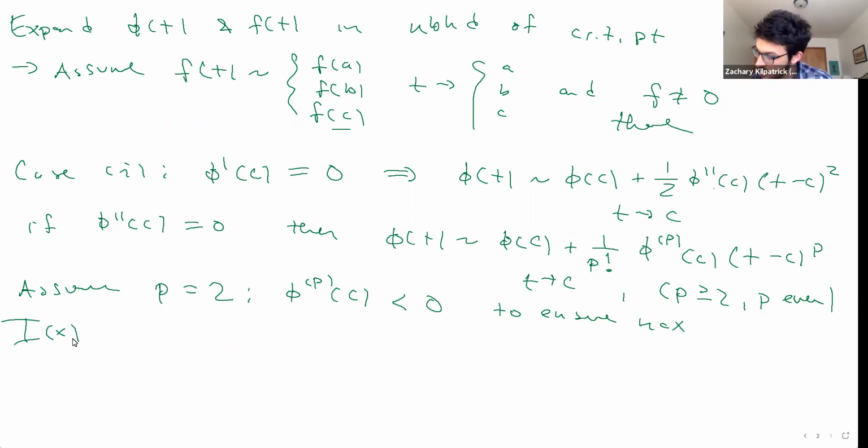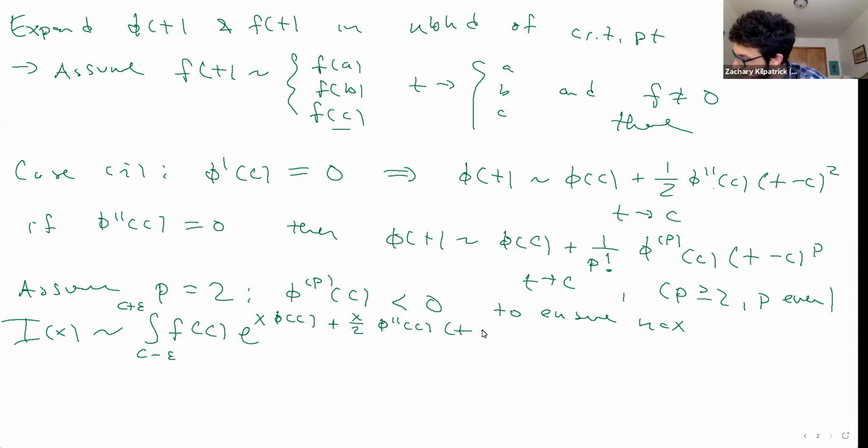Well, to leading order, because the primary contribution is about this maximum, the integral is going to be from c minus epsilon to c plus epsilon, e to the x times phi of c plus x over 2 phi prime prime of c times t minus c squared, dt. And now you can kind of see what we've done here, right? We have just some exponential times some scaling that doesn't involve t that we could pull out. And we have some exponential involving the square of our variable of integration here. Okay, so it's going to be a Gaussian integral.